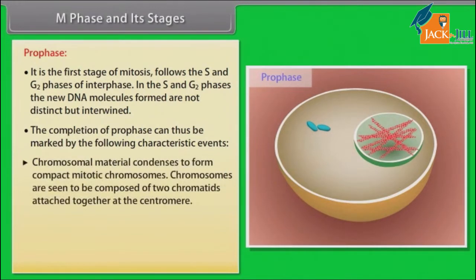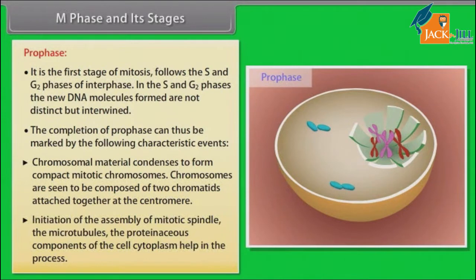Chromosomal material condenses to form compact mitotic chromosomes. Chromosomes are seen to be composed of 2 chromatids attached together at the centromere. Initiation of the assembly of mitotic spindle, the microtubules, the proteinaceous components of the cell cytoplasm, help in the process.